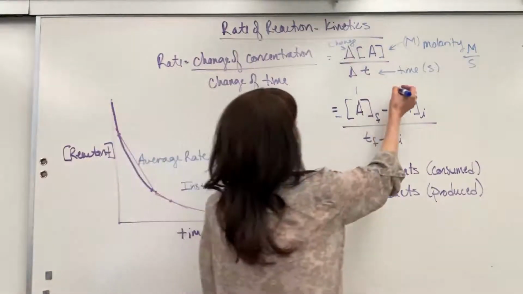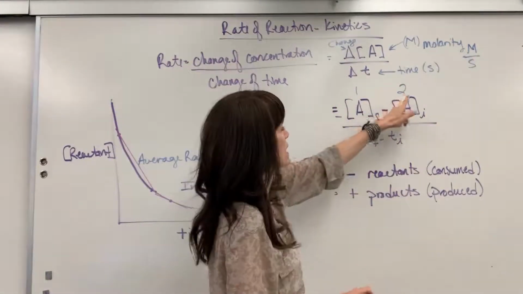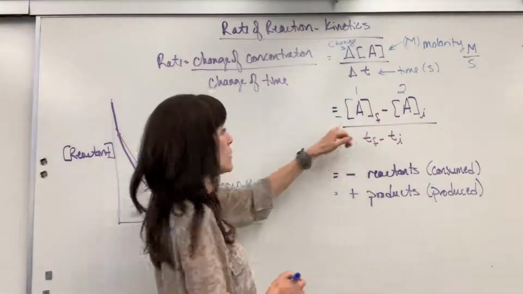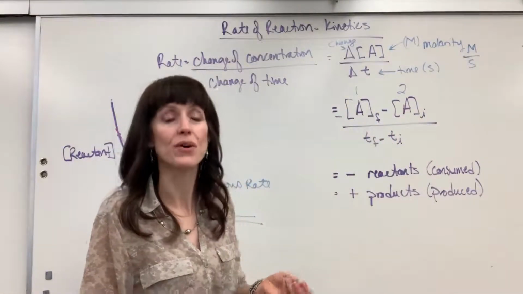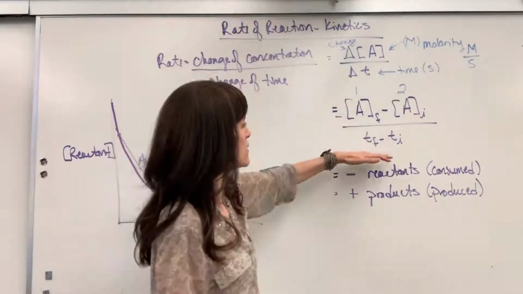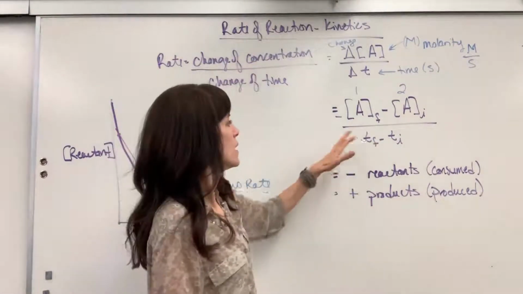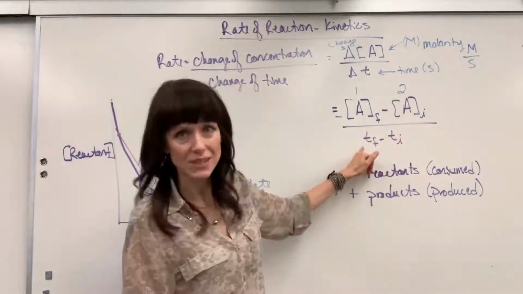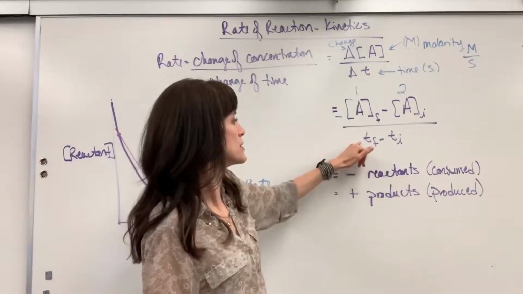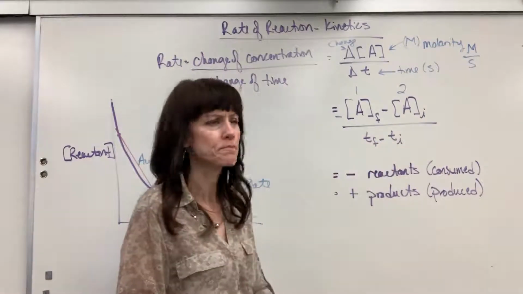So let's say that's a 2. So when you subtract that, you get a negative number. Oh, but wait, negative times negative, you end up with a positive rate. Now down here, because time is progressing, you'll always have a positive denominator. The final time will always be greater than that initial time.